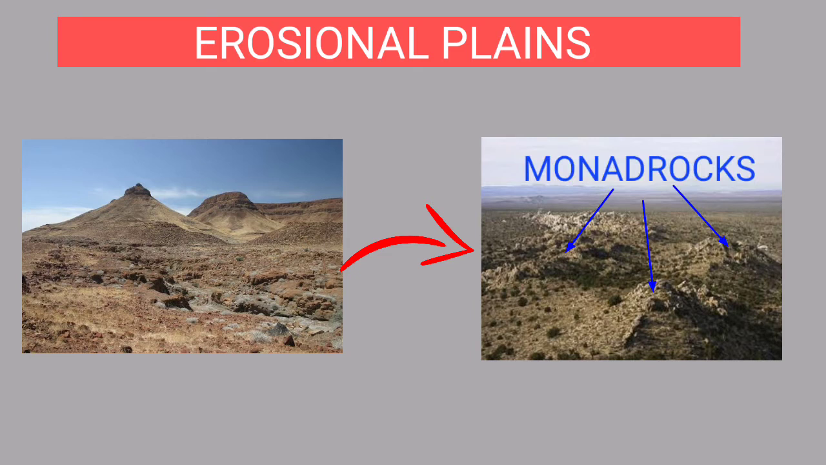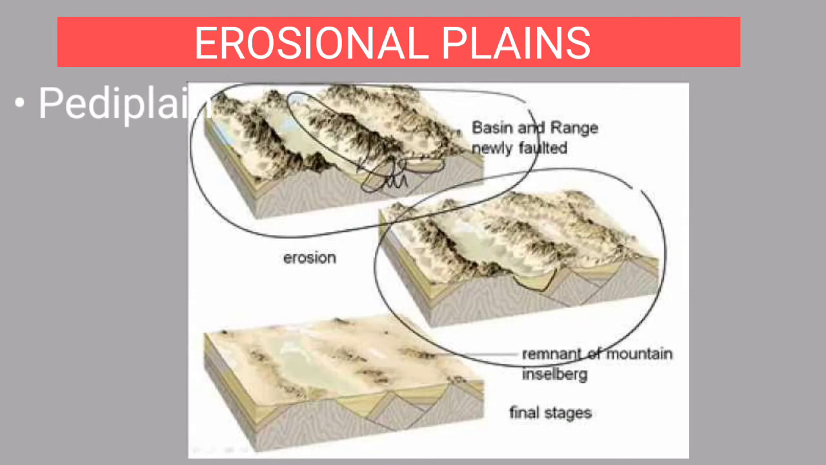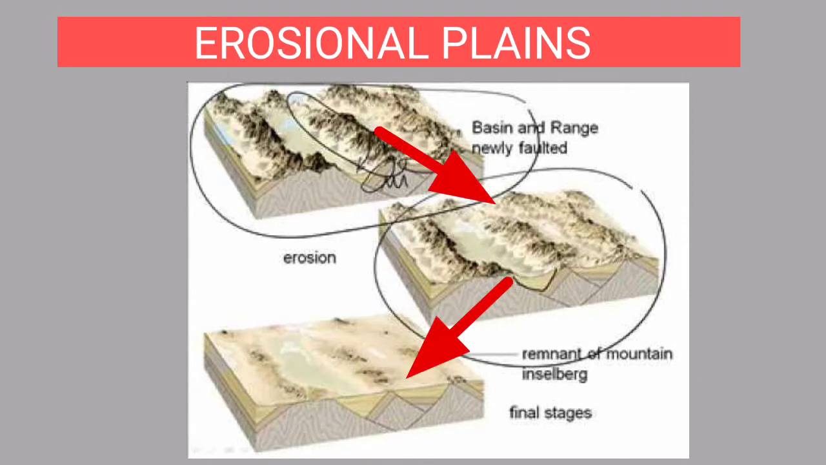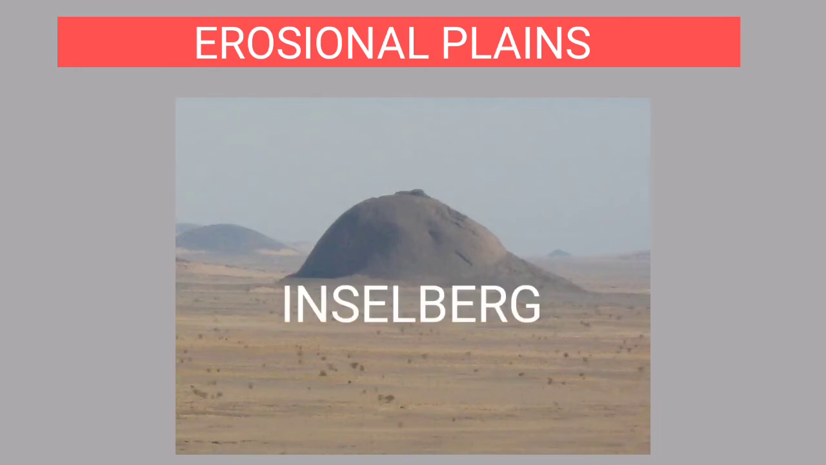as the monadnock rocks. Similarly, when the wind does the work of erosion and leads to the formation of a plain land, then it is known as pediplain or desert plain. Over here also we will find some harder rock which will give resistance to the erosion and will stand a little bit above the level of the land, and those kinds of rocks are known as inselbergs.